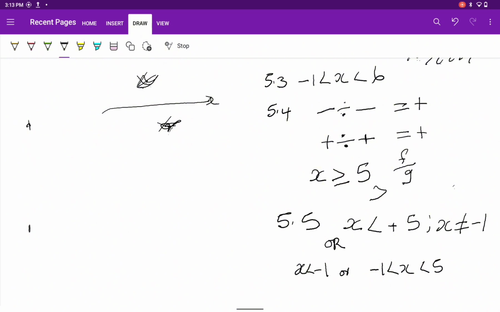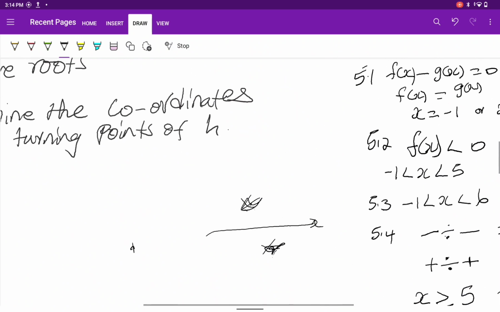Right, so we can either say x is less than 5, but we should not include negative 1, because at negative 1 they are equal. So we say x is not equal to negative 1, anything less than 5 but not negative 1. Or we can write it separately, x is less than negative 1, or x is between negative 1 and 5. So these are the two ways of writing this question there. Okay, let's go to the next one.